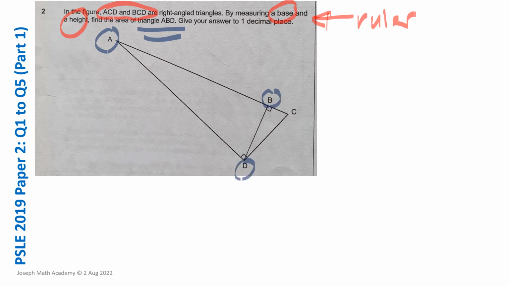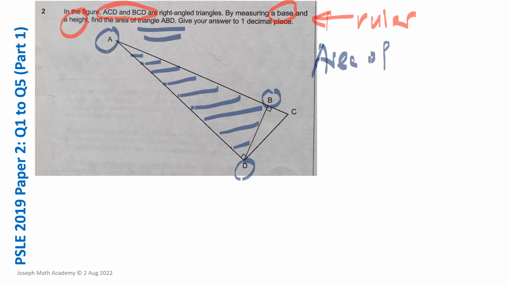So what does the triangle look like? This is a triangle. This is triangle ABD. Triangle ABD is the one that I have shaded in blue. To find the area of a triangle, we need two important lines, because our formula says area of a triangle is half times base times height. So we need to know what is the base and what is the height.